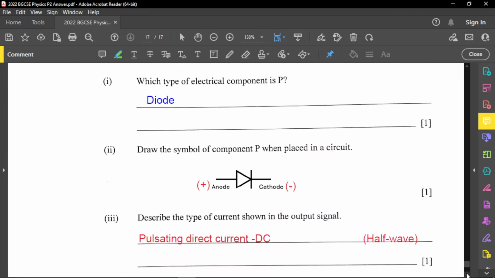And then the next part of the question said, now draw the symbol of component P when it's placed in a circuit. And so a diode is drawn like this. The anode is the positive, the cathode is the negative side. Then describe the type of current shown in the output signal. It's called the pulsating direct current. All right, a direct current will only be a straight line. I just make a note here that this is a half wave. It is not a full wave, it's a half wave.